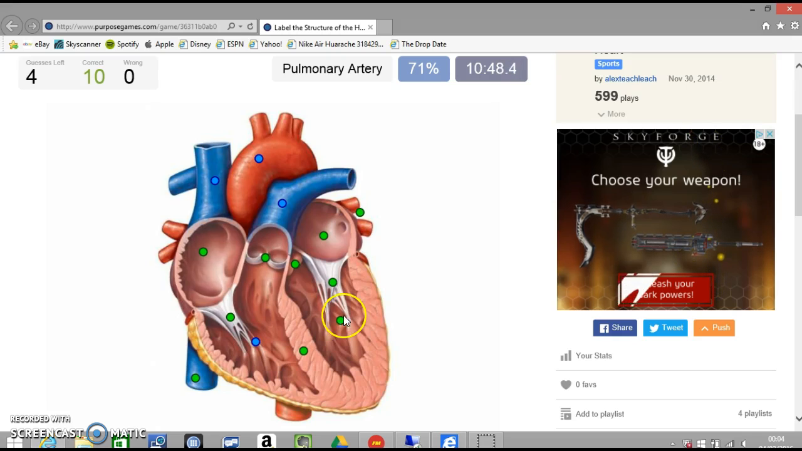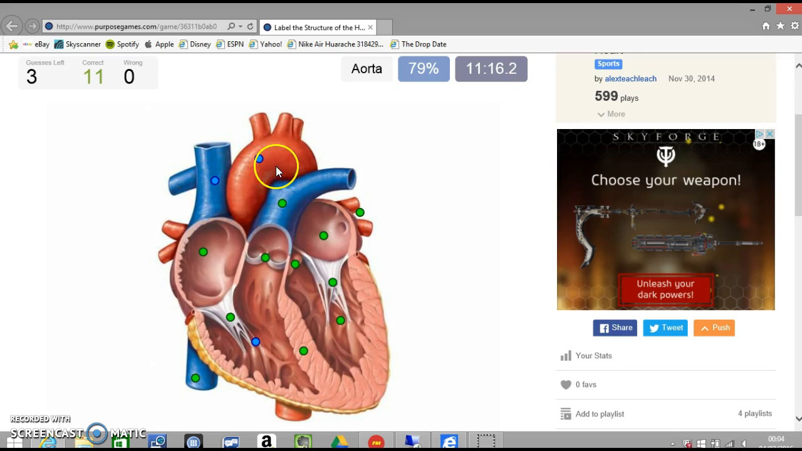The pulmonary artery is this one here, not that one, this one. This mouse is absolutely awful. Basically the function of this is that the artery carries blood from the right ventricle of the heart to the lungs, so oxygenation can take place.